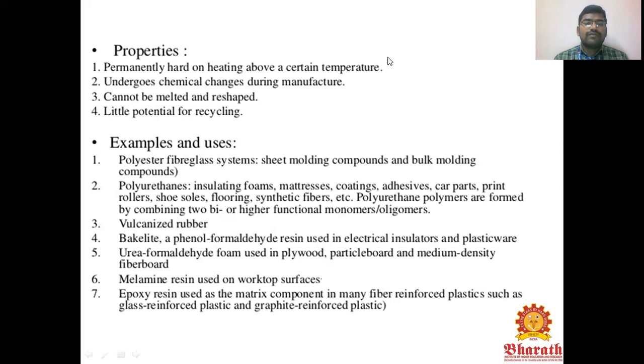Urea formaldehyde foam is used in plywood. The particle board and medium density fibreboard are also possible for preparing the urea formaldehyde. Next one is melamine resin, used in workshop surfaces. The epoxy resin is used in the matrix component of many fiber reinforced plastics, such as glass reinforced and graphite reinforced plastics, for the thermosetting plastic.